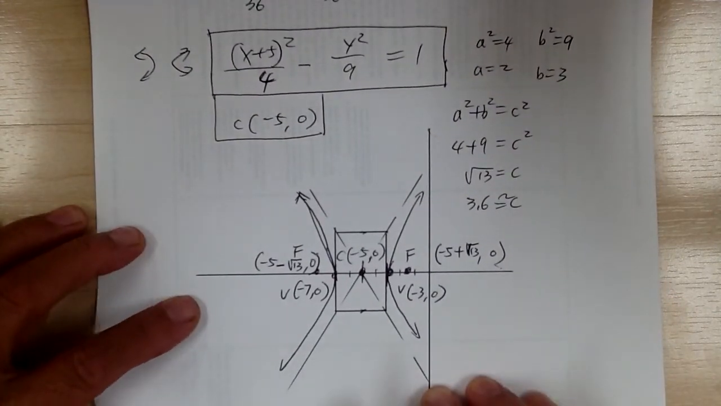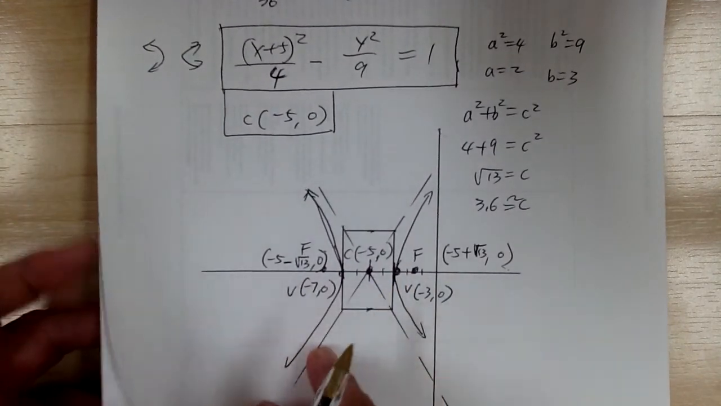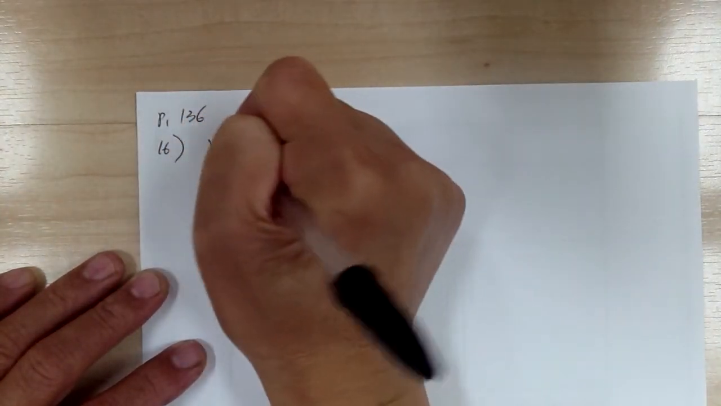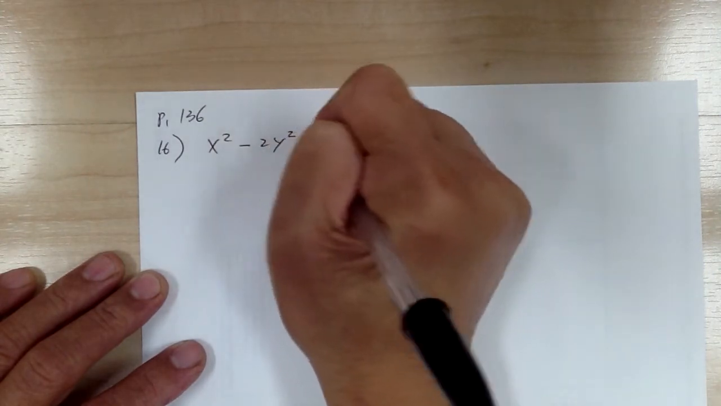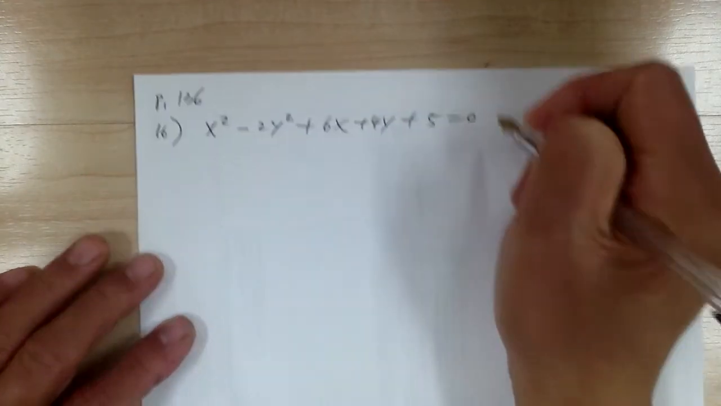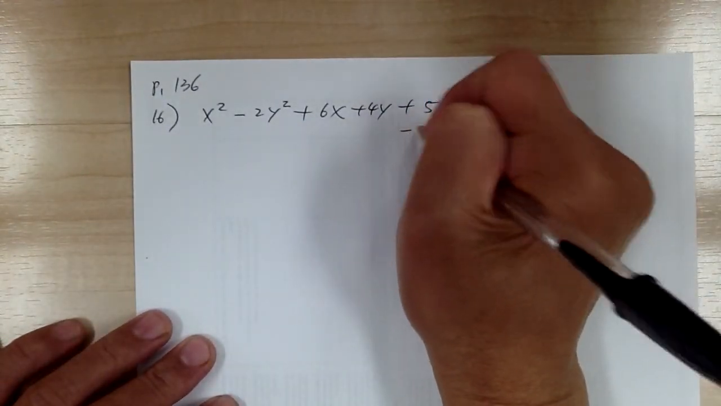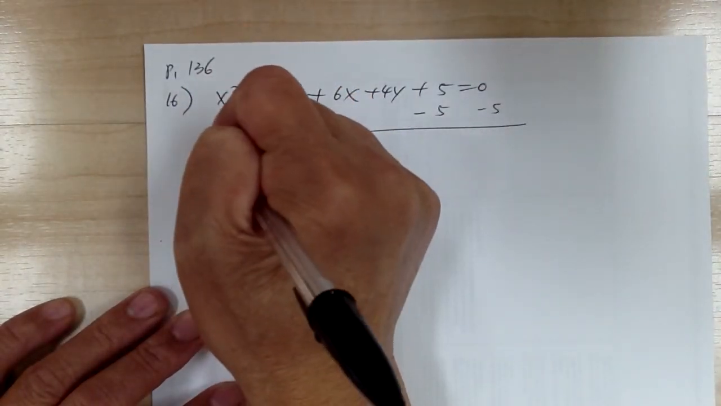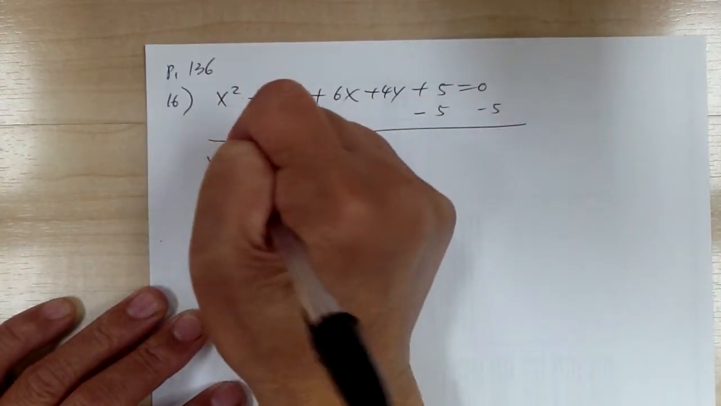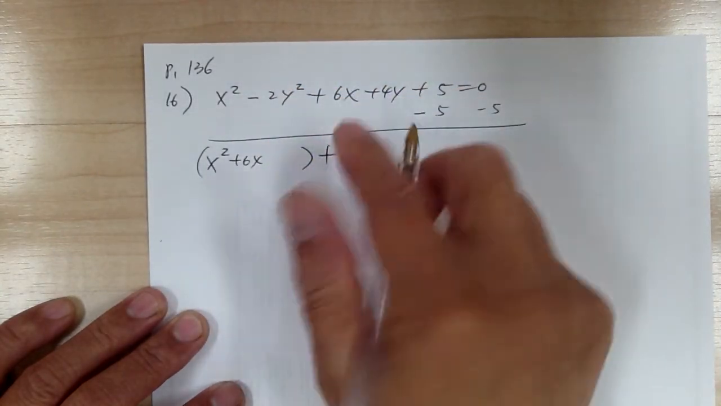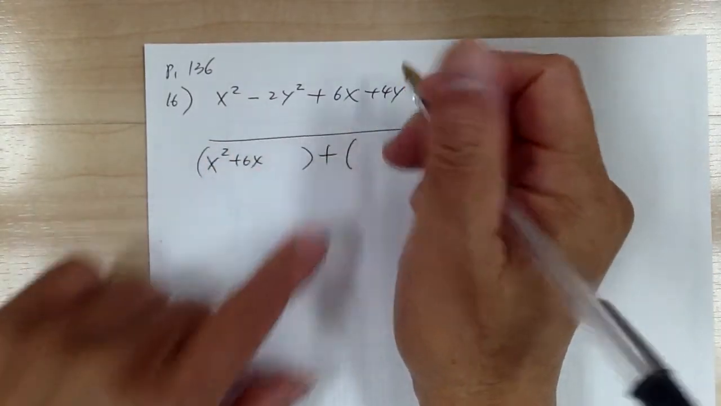Okay, let's go to number 16. You got x squared minus 2y squared plus 6x plus 4y plus 5 equal to 0. So first let's get rid of this. So minus 5, and you're going to group everything according to the letter. So you got x squared plus 6x. Again, always put a positive between the groups and keep the negative inside.